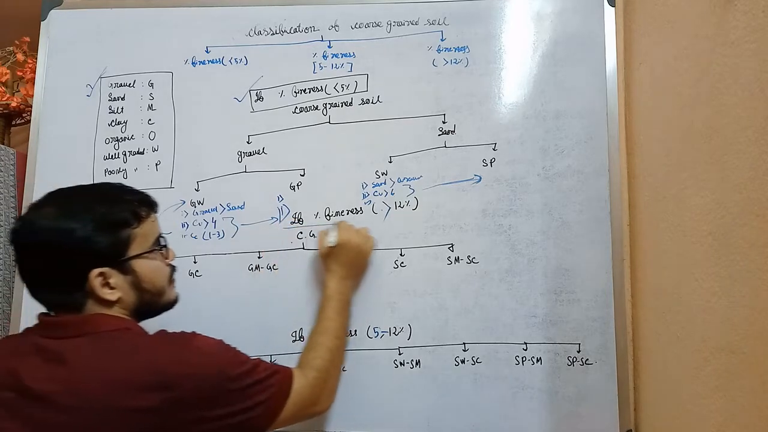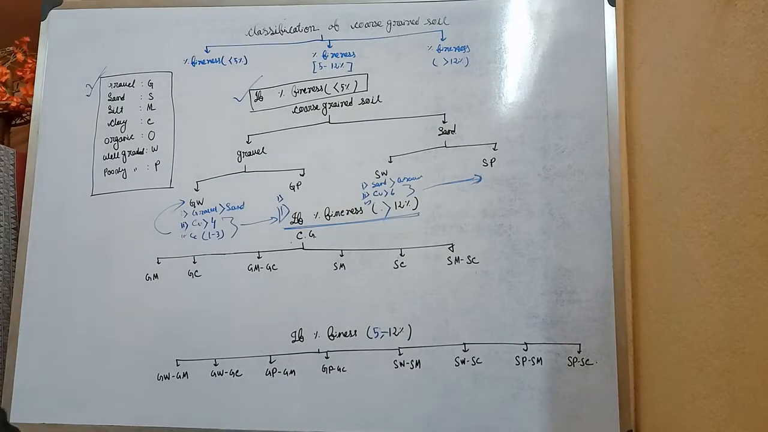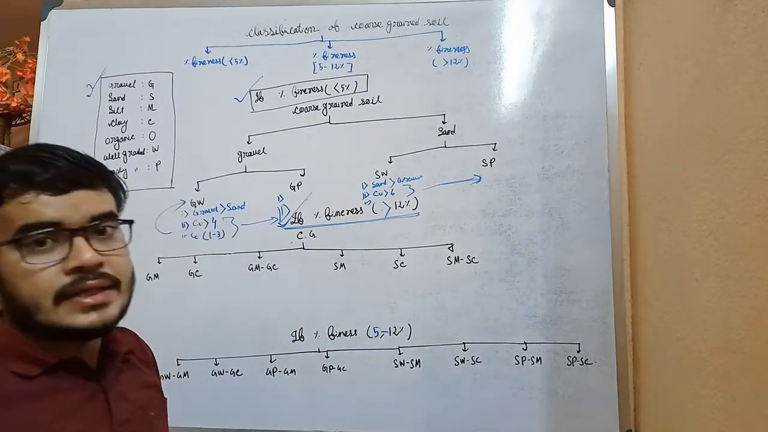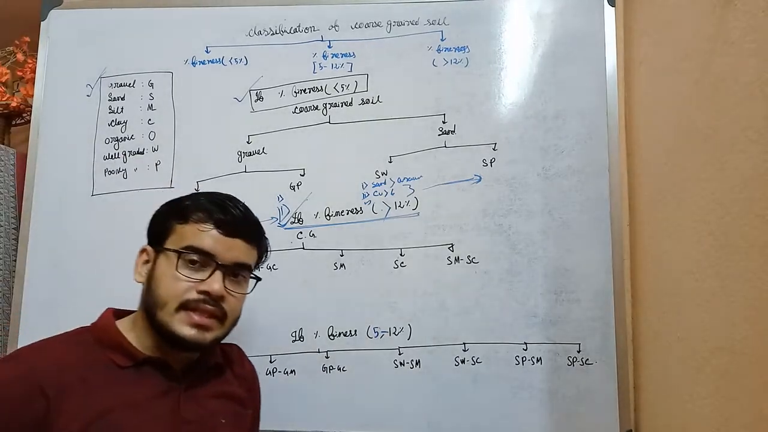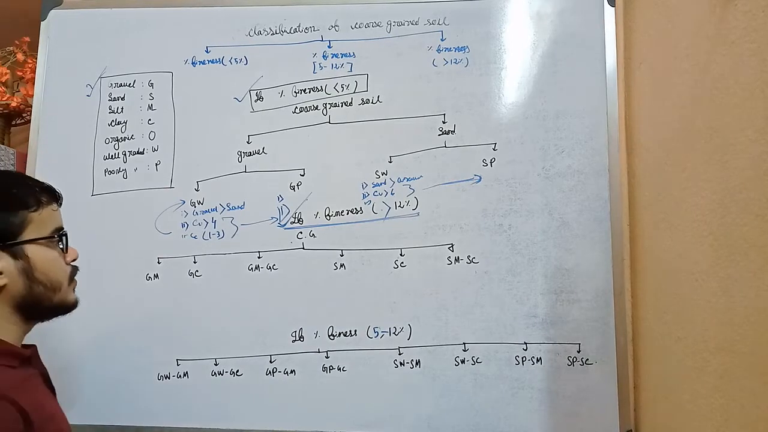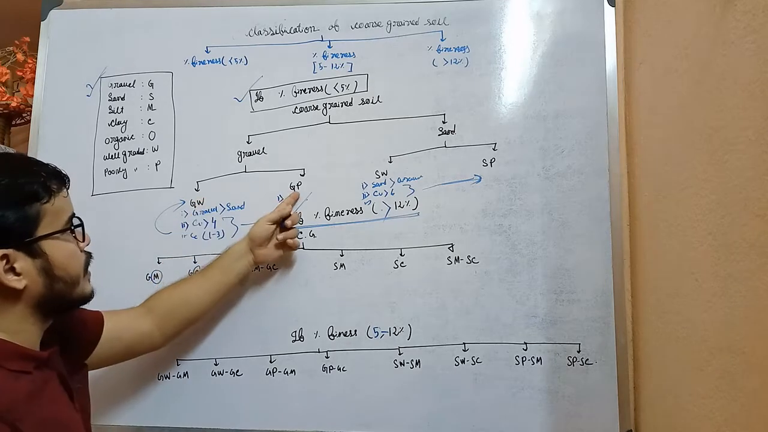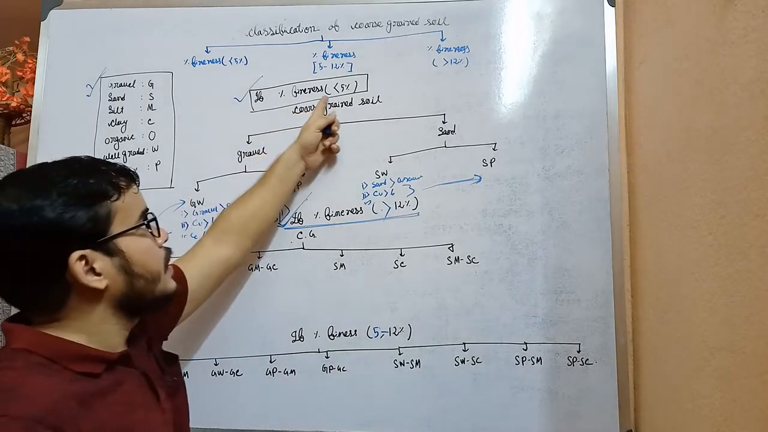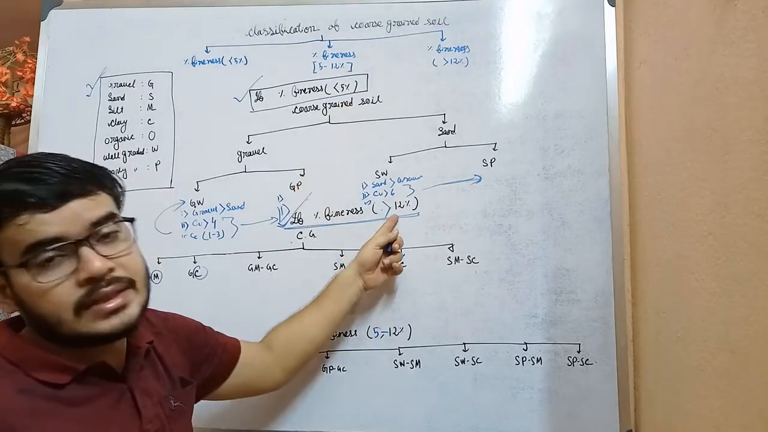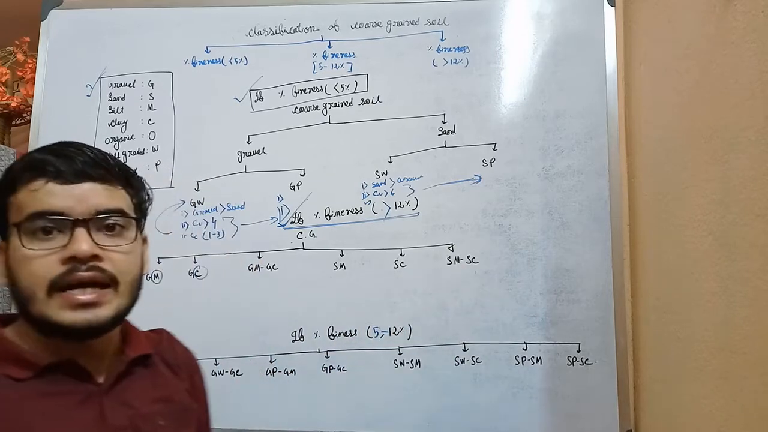Now if percent fineness is greater than 12%, it means there are significant quantities of silt and clay present in the soil. So we can't ignore silt and clay here as we have ignored it before, because there was very little silt and clay, less than 5%, but here it is greater than 12%. So we have to consider the quantities of silt and clay.